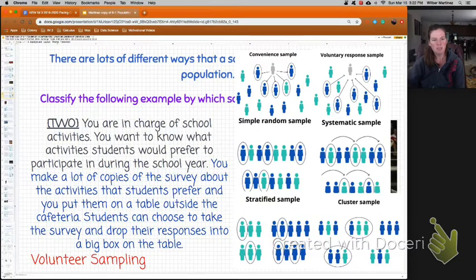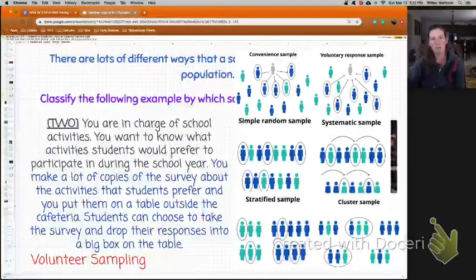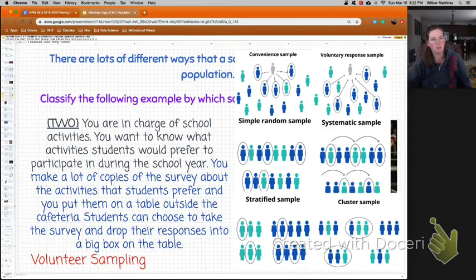The reason is because if you're just leaving the surveys there and there's really no buy-in for them to take it, you're just going to get a bunch of people taking it, but only the people that actually care about taking it. So again, a very biased form of sampling, volunteer sampling.